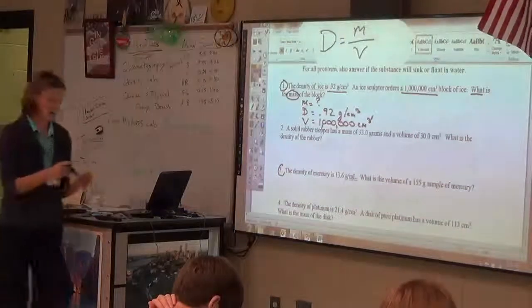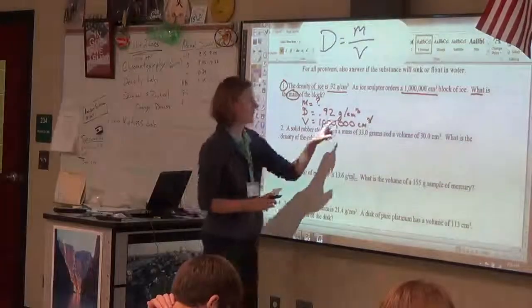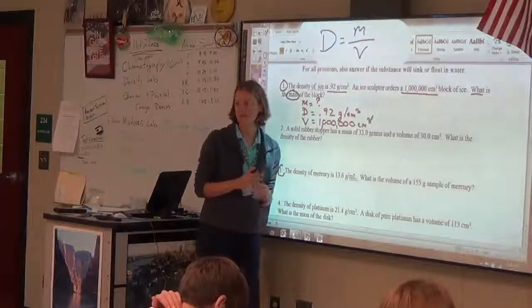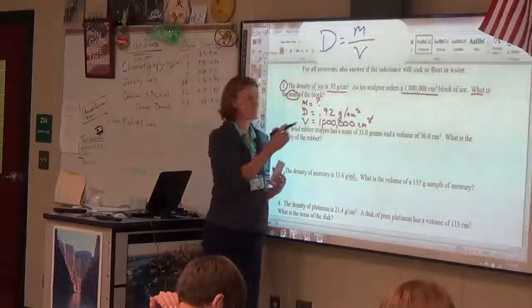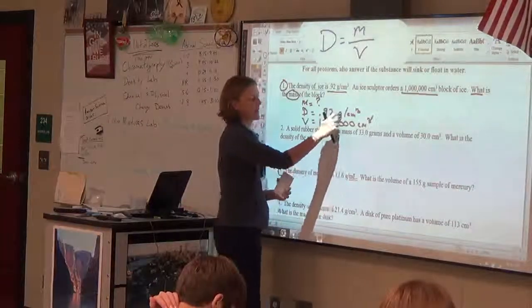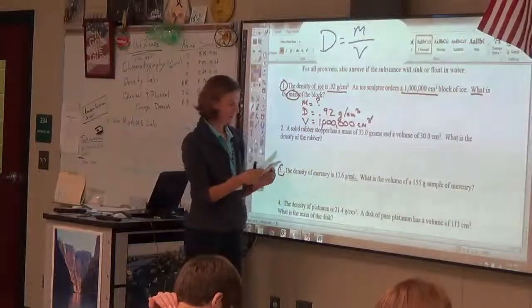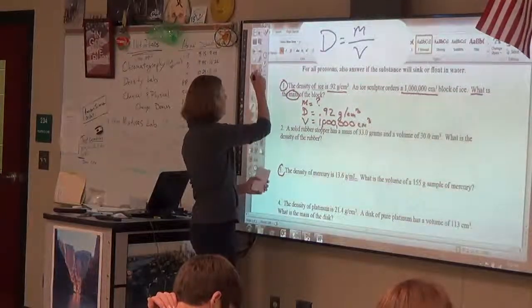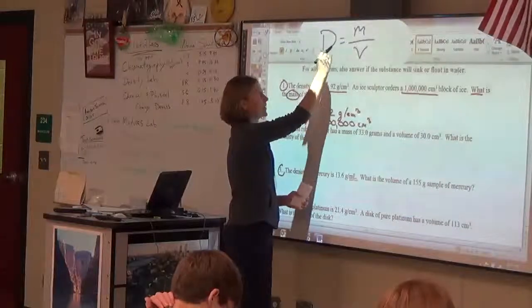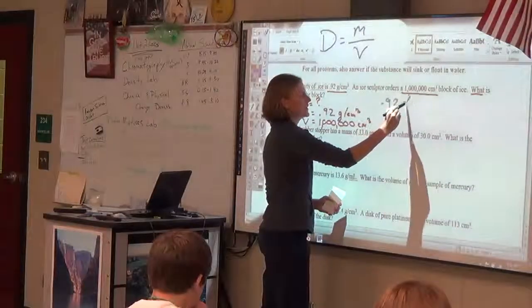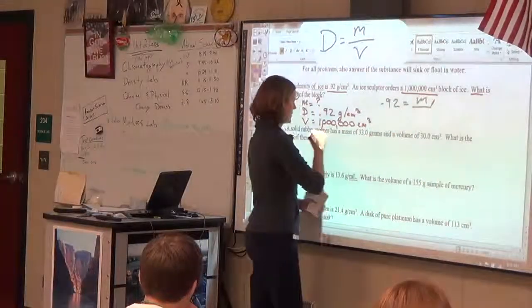And clearly my answer would be in what unit for mass? Grams. Based on what I'm given here, my unit for my answer would be grams. All right, so now we just set it up. Plug in what you know, so 0.92 equals m over a million.